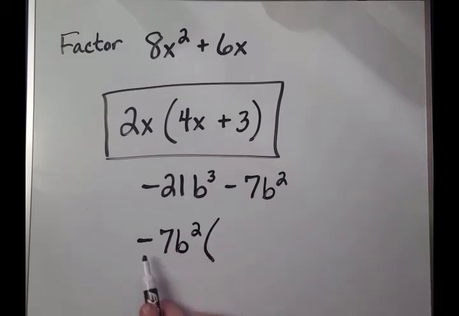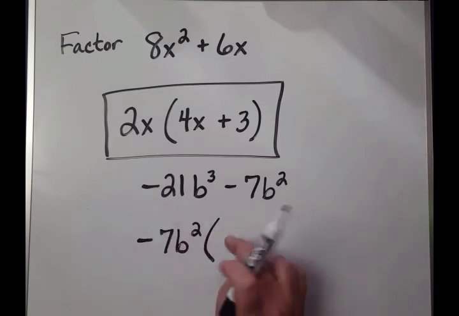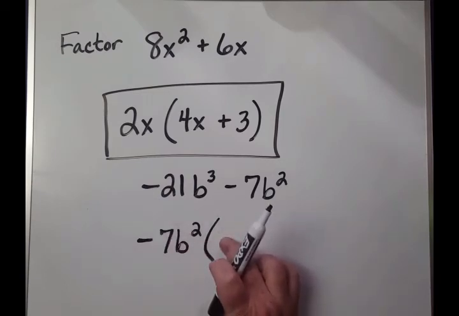Now we're going to undistribute this negative 7b squared. We factored out the negative along with the greatest common factor, because we discovered that when the leading coefficient is negative, this is to our benefit later down the road. So we're going to begin practicing it now. If I factor a negative out of a negative, it will leave a positive, right?